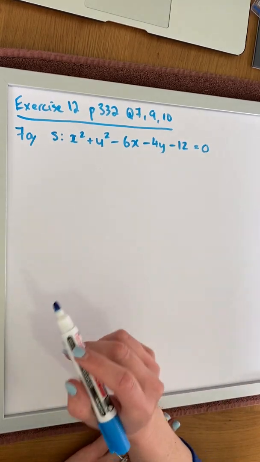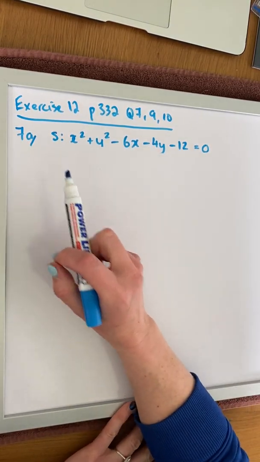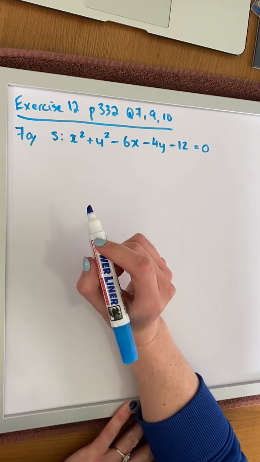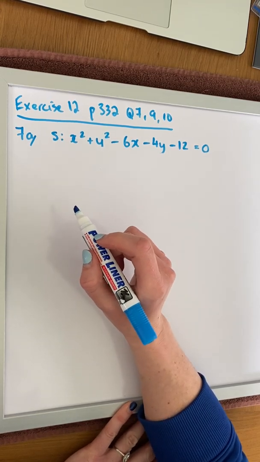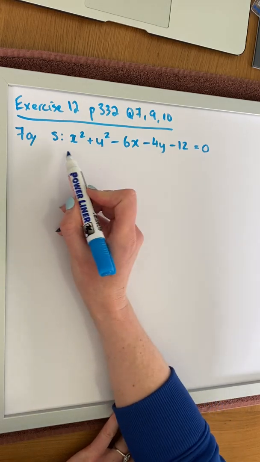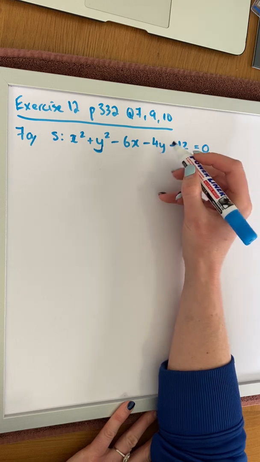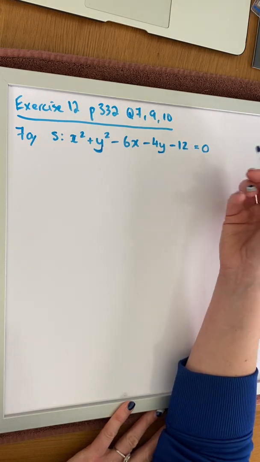So first of all, question 7a says to find where the circle S cuts each axis and find the length of the chords of the circle it cuts off on each axis. So we are given the equation of the circle here. We have x squared plus y squared minus 6x minus 4y minus 12 is equal to 0.